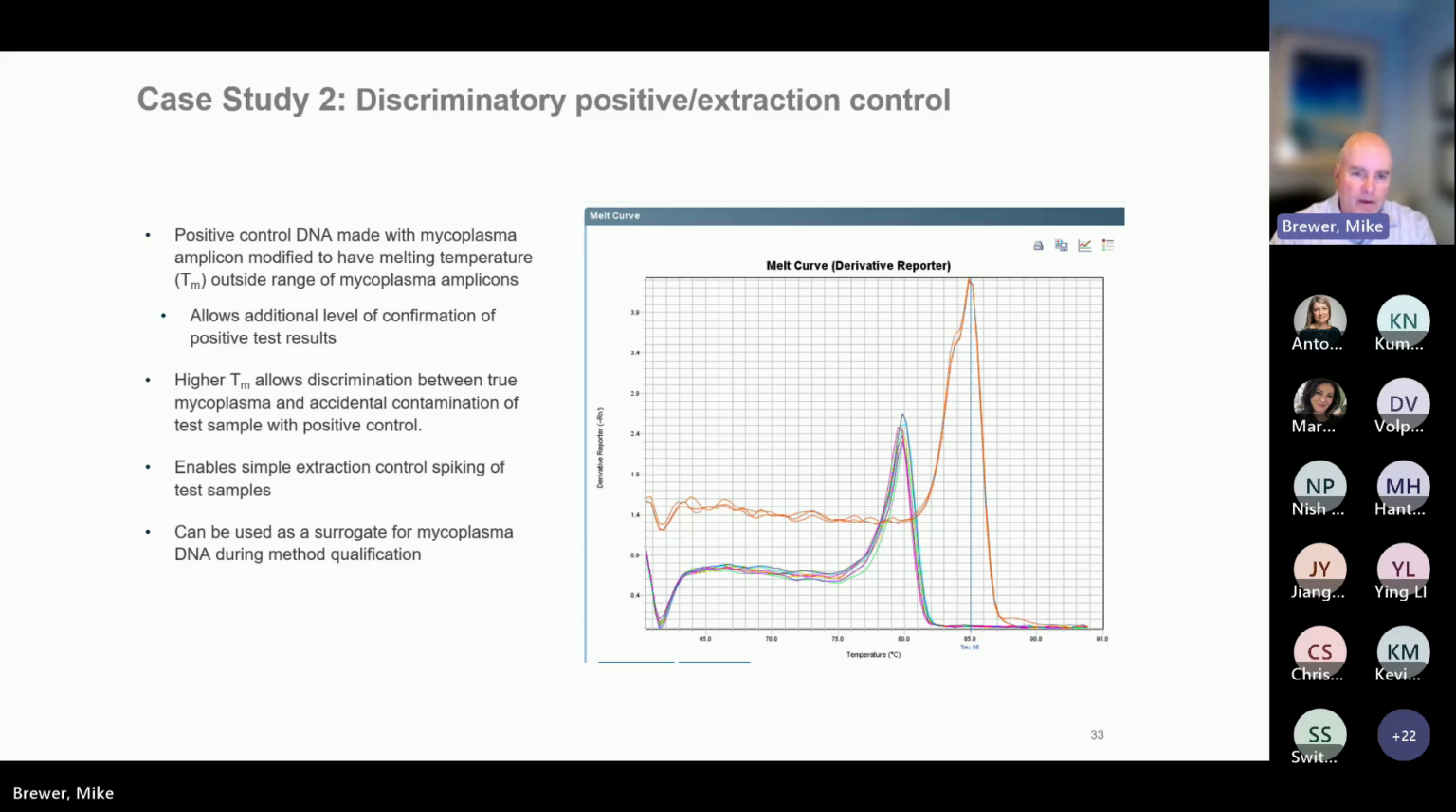And in this example, a melting temperature of about 80 degrees for Mycoplasma and 85 degrees here for the discriminatory positive control amplicon. So this enables you to analyze all positive results and make sure that the signal is being generated by Mycoplasma, not control.